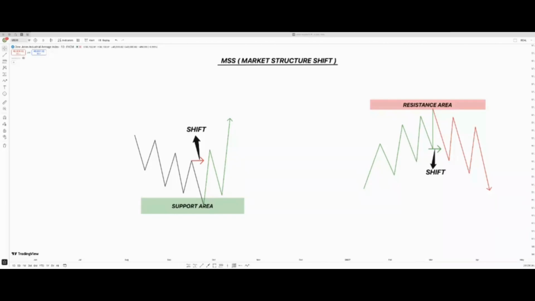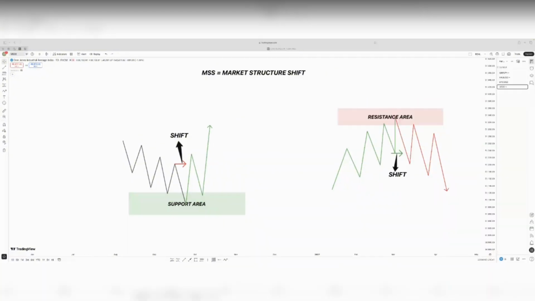Today's class, we are going to discuss market structure shift and how we can use it in conjunction with trend and POI, and how it gives us a clear direction and a clear way to enter the market. Market structure shift is the first sign that the momentum may be changing. It is a sign that price has shifted from moving in a certain way to moving the opposite way.